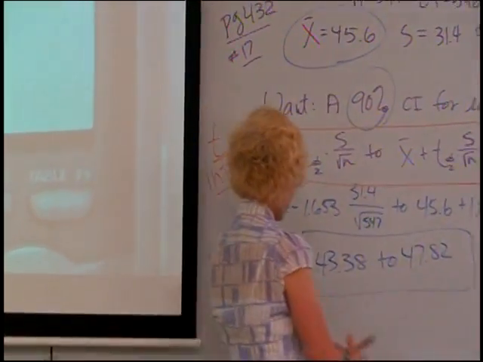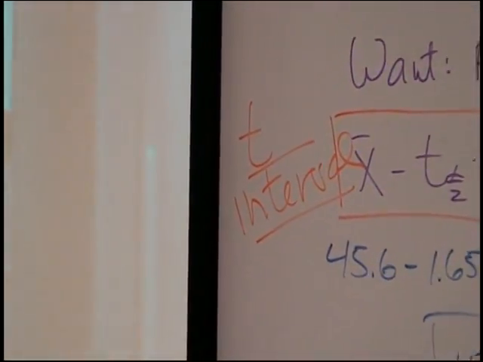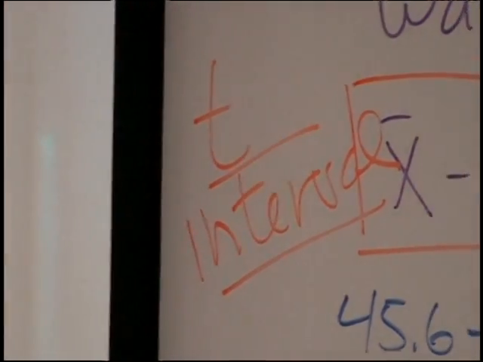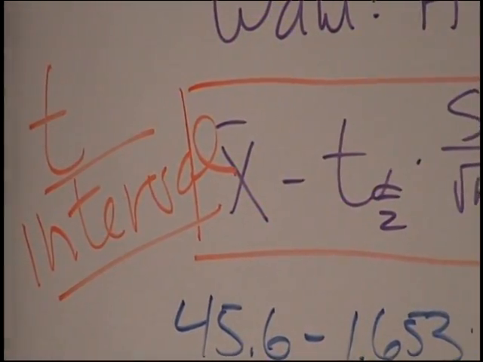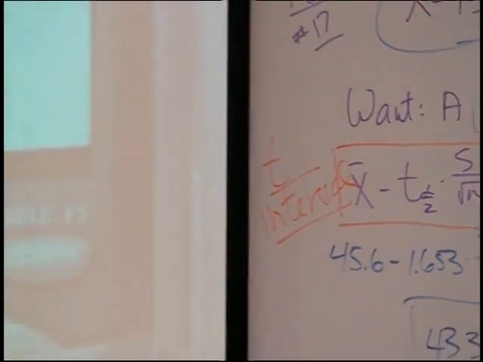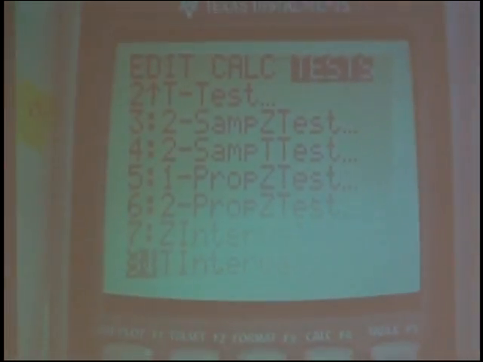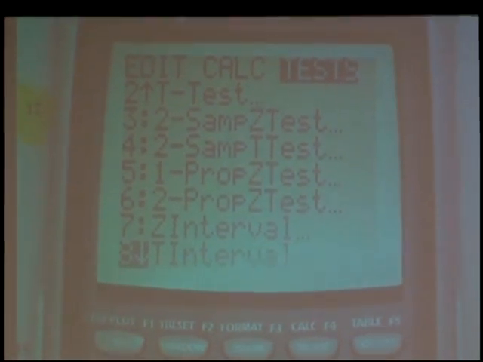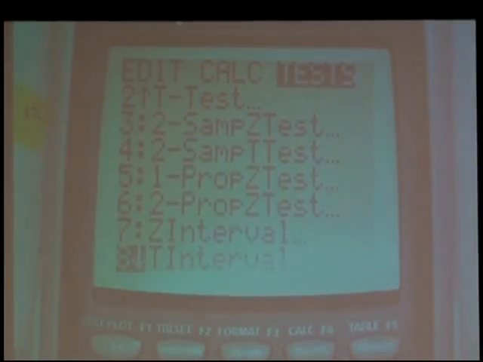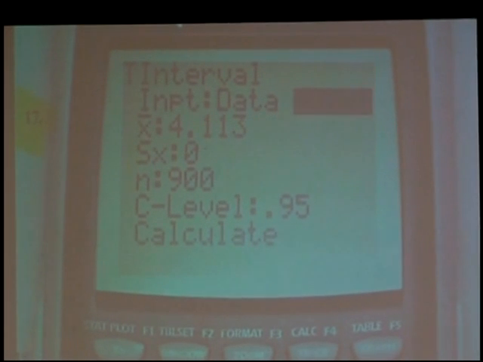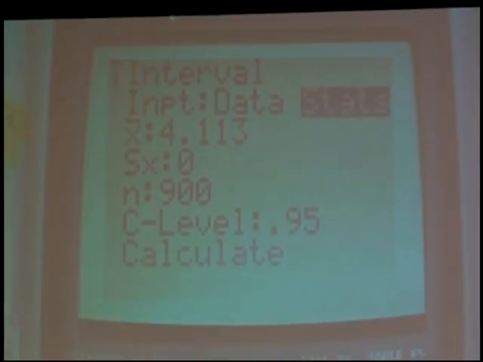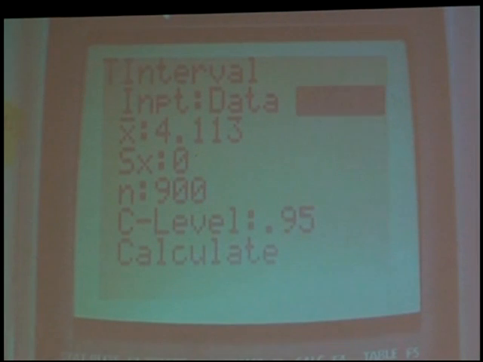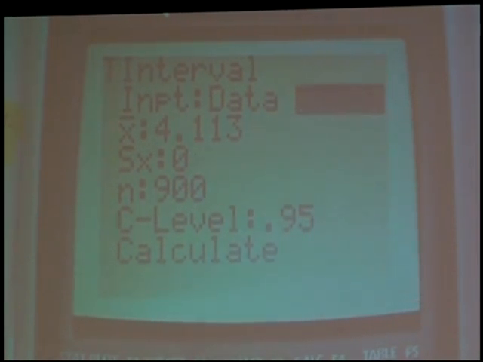Do you have a printout of this on your website? It's on my website, yeah. So you go stat, over to the test menu, and then scroll down. In my calculator, it's number 8, T-interval. Okay, so what I don't have on my website is how to type in all this stuff in the menu. I mean, come on, you're supposed to know your notation, your definitions.